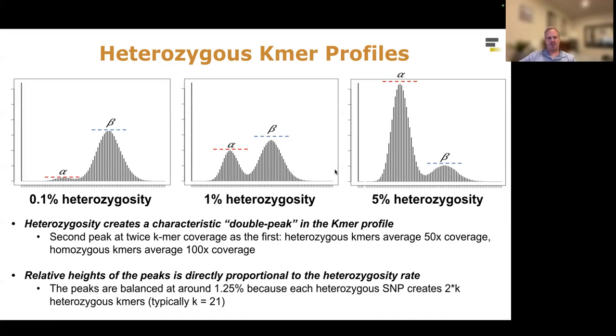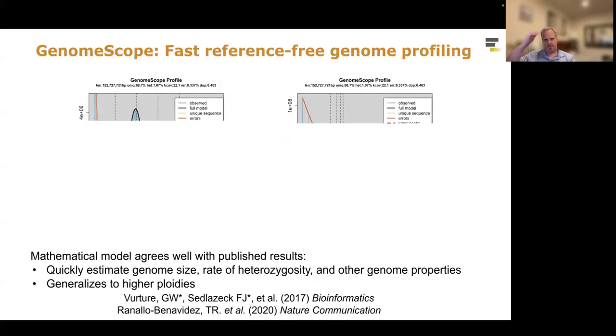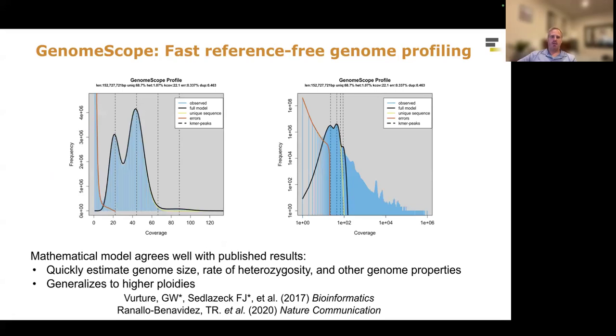And from that, you can infer the genome-wide average level of heterozygosity from your data. There's a good tool for this called GenomeScope, where you just input your k-mer profile. In blue, this is a plot of that k-mer distribution observed in your reads, and then it fits a statistical model onto the peaks in order to infer a variety of properties.